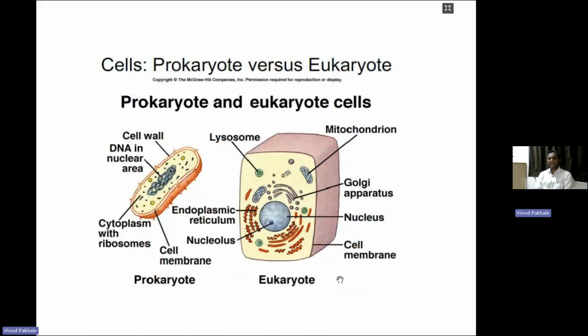So both these cell diagrams are there, for the prokaryotic cell and the eukaryotic cell. You can see the comparison within 1 minute. I will keep it on the screen. Just observe this diagram and try to differentiate between them with respect to available components.